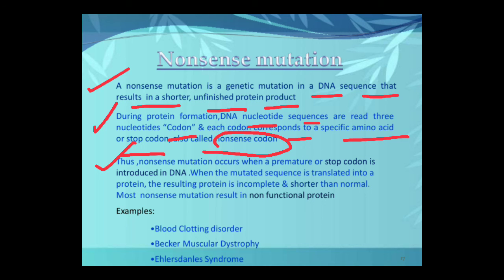This nonsense mutation occurs when a premature stop codon is introduced in the gene. When this nonsense codon is introduced in the gene, that situation is called nonsense mutation. When the mutated sequence is translated into a protein, the resulting protein is incomplete and shorter than normal. Most nonsense mutations result in non-functional protein. For example, blood clotting disorders, Becker muscular dystrophy, and Ehlers-Danlos syndrome.